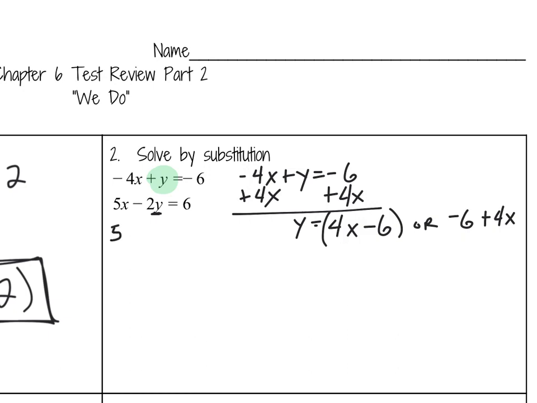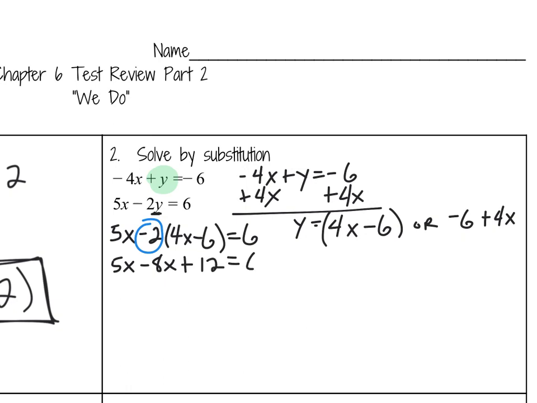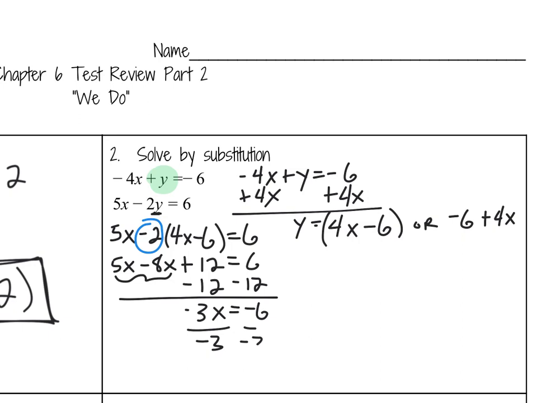Copying down the first problem, we have 5x minus 2 times 4x minus 6, and then equal to 6. Do not forget that this is in fact a negative 2 that I will be sending through my parentheses to get 5x minus 8x, and then a double negative will make that plus 12 equal to 6. I will be combining these two like terms together, as well as subtracting the 12 from both sides, which gets me a negative 3x equal to a negative 6. Dividing by negative 3 will get me x equal to a positive 2.